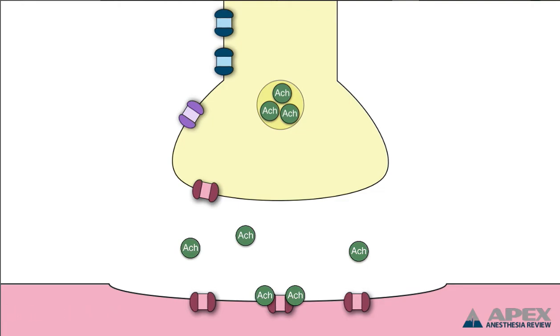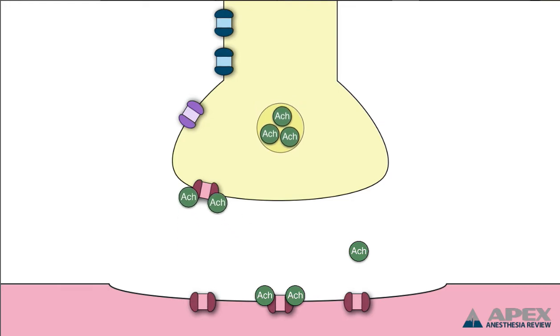It's important to note that some of the acetylcholine in the synaptic cleft stimulates prejunctional nicotinic receptors. This process increases the mobilization of acetylcholine stores so that the neuron is ready to be stimulated again. This physiology will become important when we discuss fade during train of four stimulation.